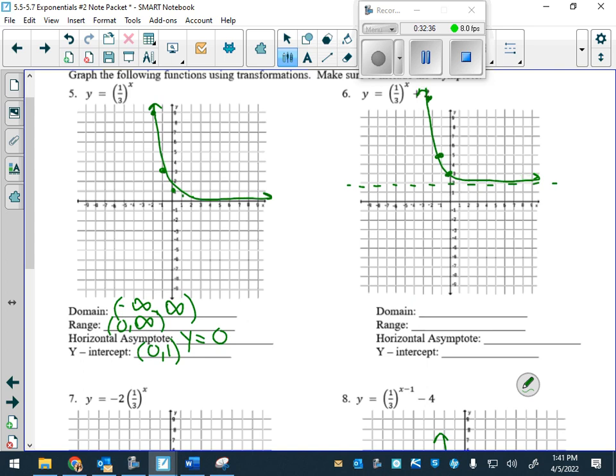Okay. Now if we look at number 6, Taylor, what's our domain? Excellent. Nolan, what's our range? Good. Cyan, what's our horizontal asymptote? Y = 2. Good. Liam, what's our y-intercept? Y-intercept is 0, 3. Excellent. Good. Okay. So 5 and 6.